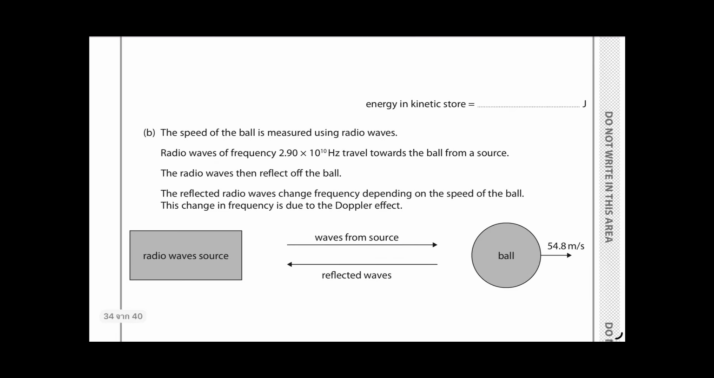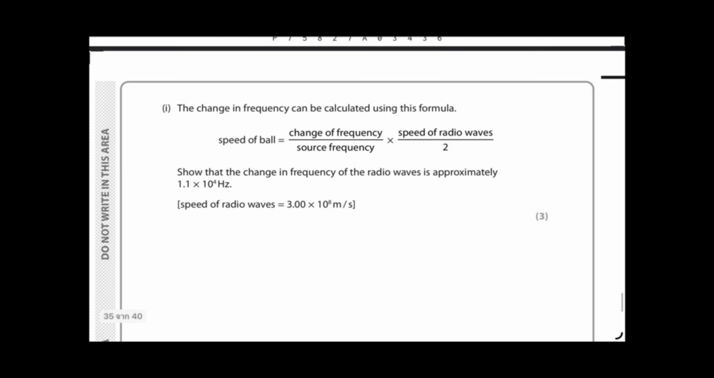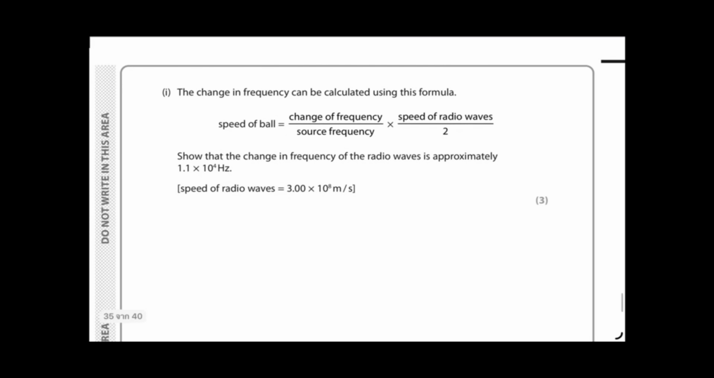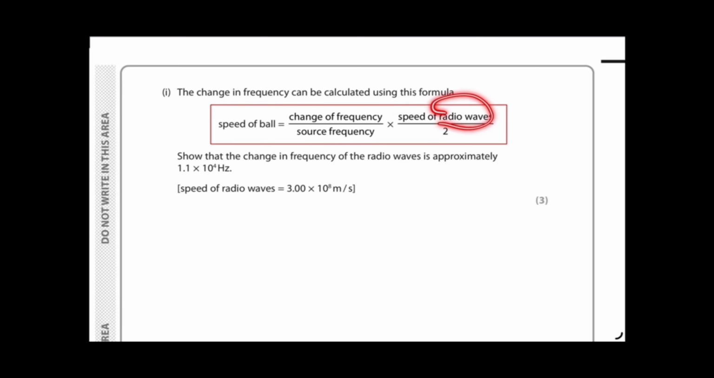Then question B. The speed of the ball is measured using radio wave. Radio wave of frequency 2.9 times 10 to the power of 10 Hz travels towards the ball from a source. The radio waves then reflect off the ball. The reflected radio wave changes frequency depending on the speed of the ball. This change in frequency is due to the Doppler effect. So question I. The change in frequency can be calculated using this formula. Speed of the ball equals change of frequency over source frequency times speed of radio wave divided by 2.